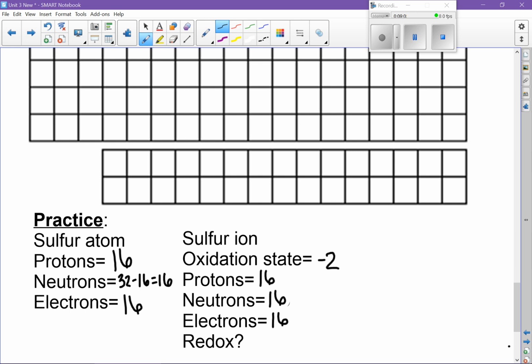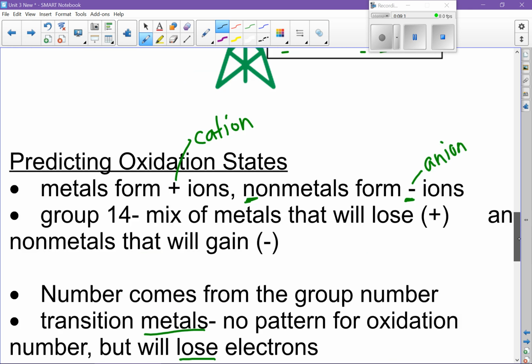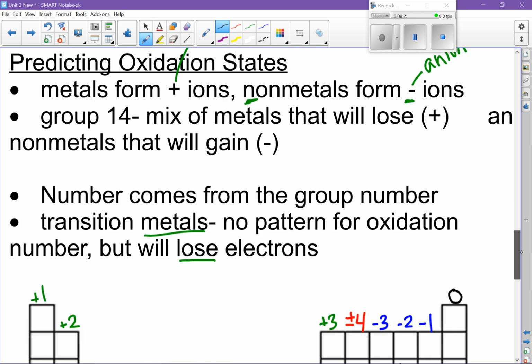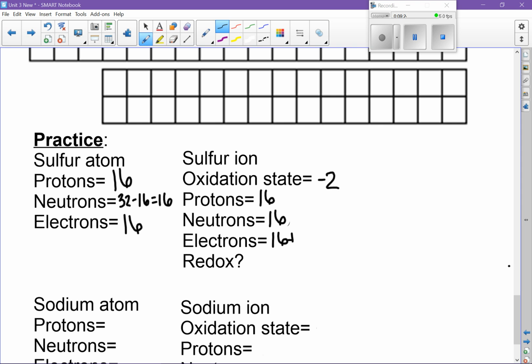I started with 16 electrons. It's a -2 charge. If I think back, a -2 charge is an anion. It is a negative ion, and that means that it gained electrons. So the 16 that I started with, we actually added 2, and now it has 18 electrons. Because we gained electrons, if you think about either OIL RIG or Leo the lion, that is reduction that happened. When we gain electrons, it is reduction. That's a little strange.